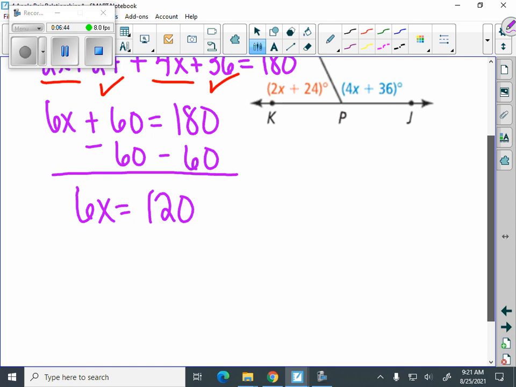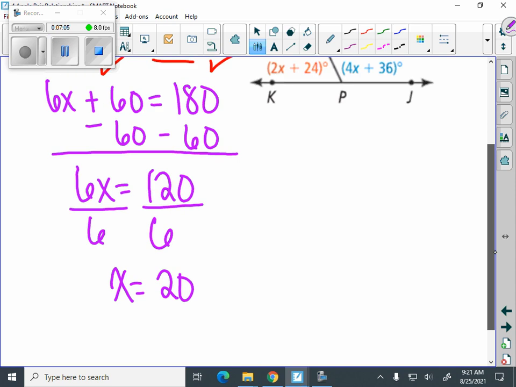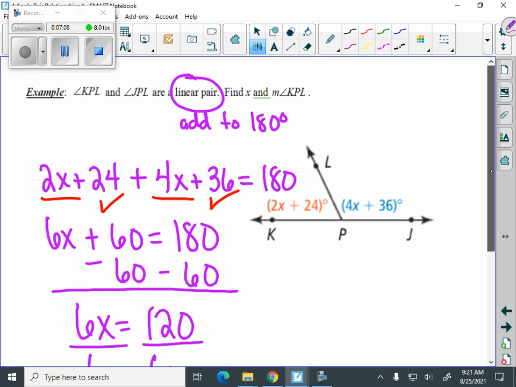And finally, 6 times x, we need to undo the multiplication. So we're going to divide both sides by 6. So we end up with x equals 20. However, that's not the only thing that we're looking for. We have to find x, but we also have to find angle KPL.